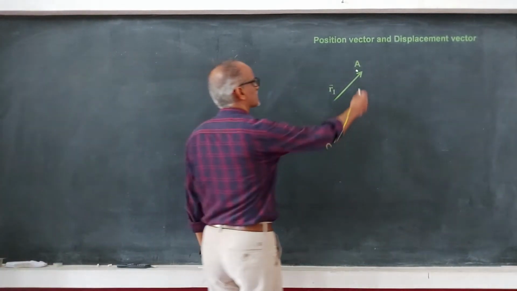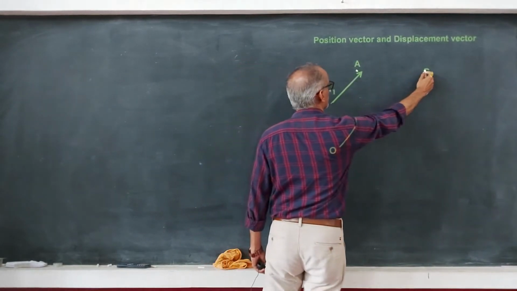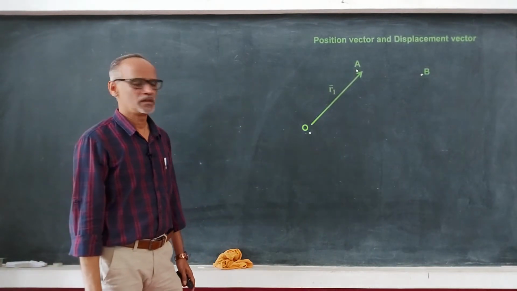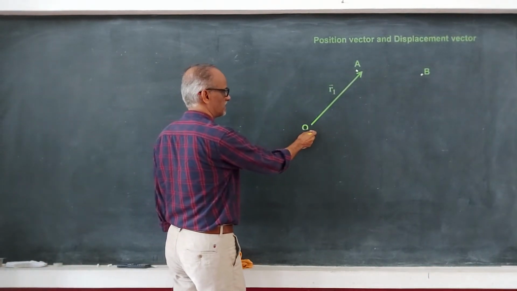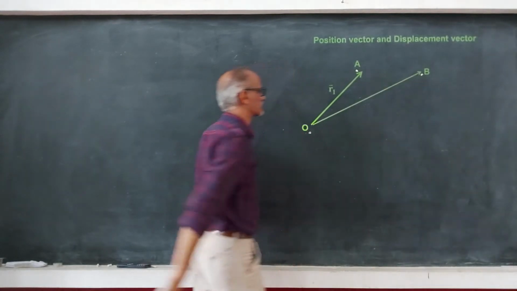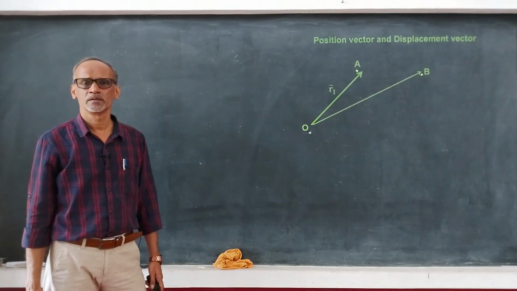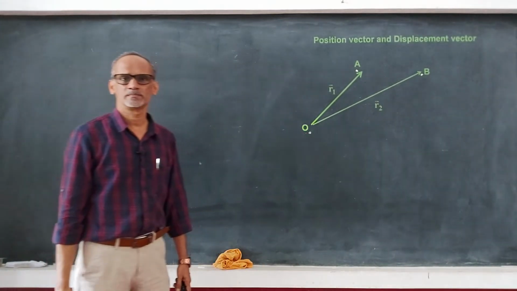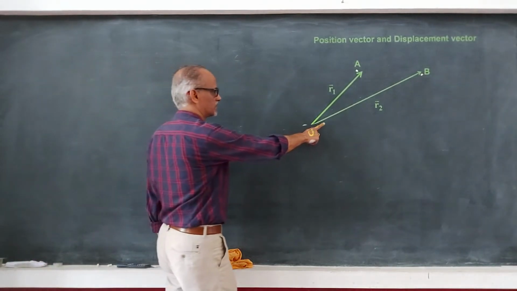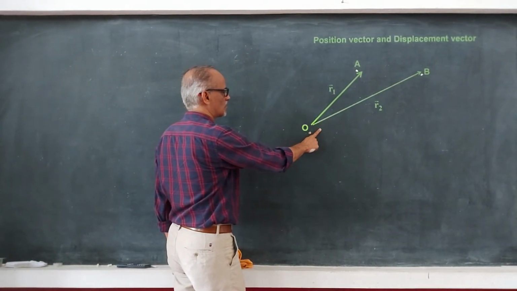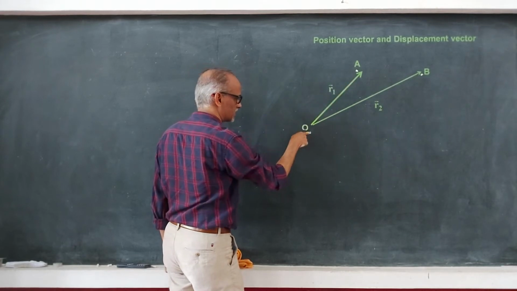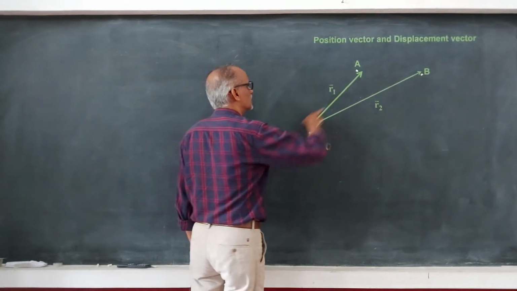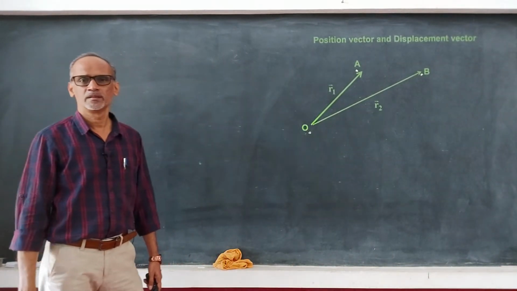Now this particle moves to some other position, somewhere here, to B. That is a new position. Again from the origin, I will draw one more vector like this, a new vector, and I am going to consider that vector as R2. So this is also a position vector. So what is a position vector? The vector drawn from the origin to the position of the particle is called the position vector.